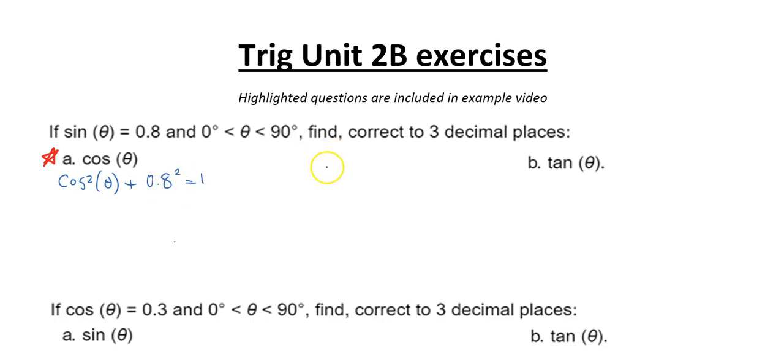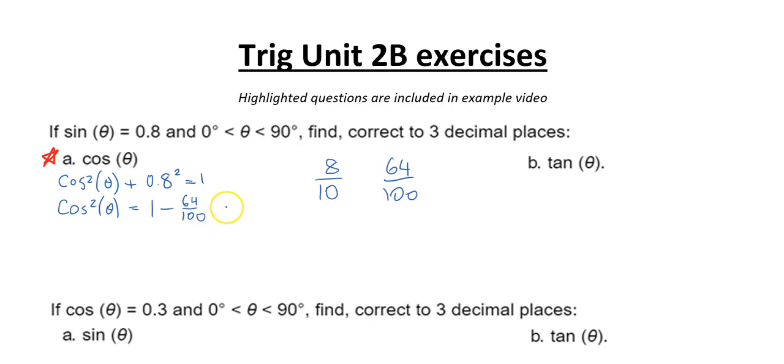Decimals are a bit hard to square, but I can make this 8 over 10 and square it, so 64 over 100. And I can take that from both sides. So now cos of theta squared equals 1 minus 64 over 100. So the first step's just plugging into the formula. The second step, we're using a bit of algebra.